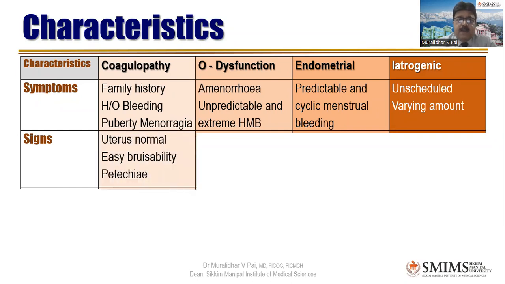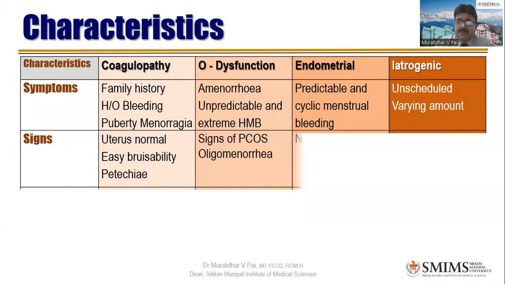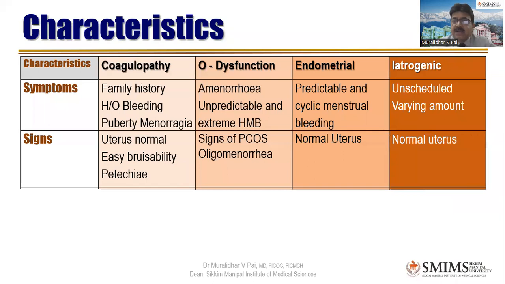Signs: the uterus is normal, obviously, in coagulopathy, with easy bruisability. You can also have telltale evidence of petechiae in the patient. In ovarian dysfunction, obviously, you will see the signs of PCOS, polycystic ovary, and an oligomenorrhea type of picture. In endometrial dysfunction, the uterus is normal, maybe with a slightly thickened endometrium. In iatrogenic, the uterus is usually normal in size.